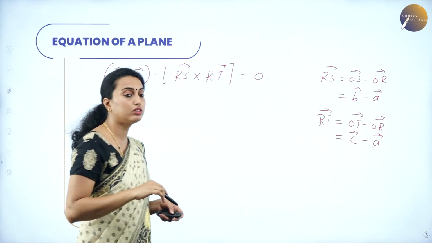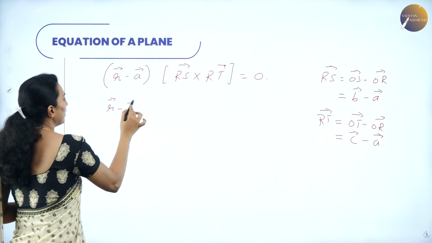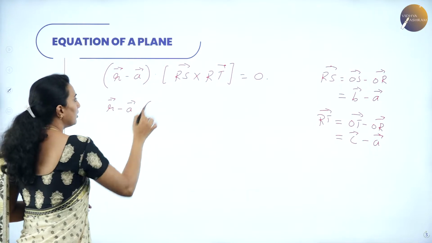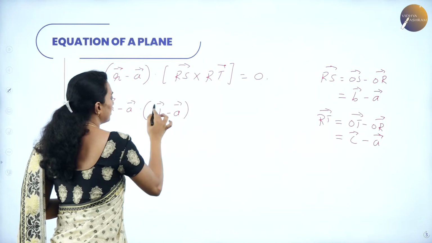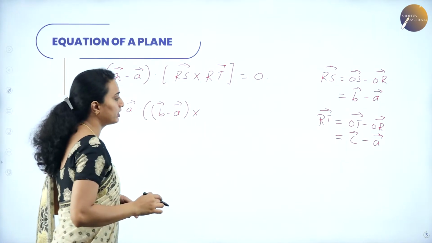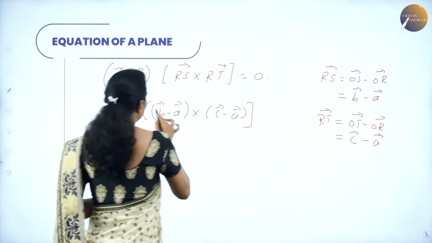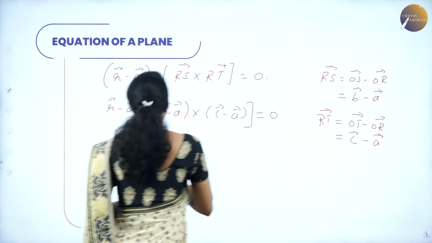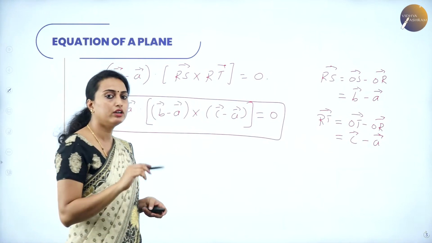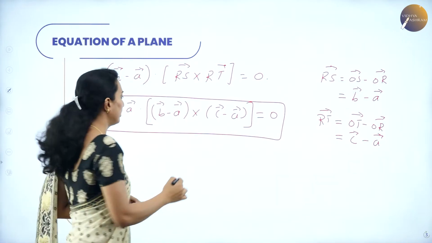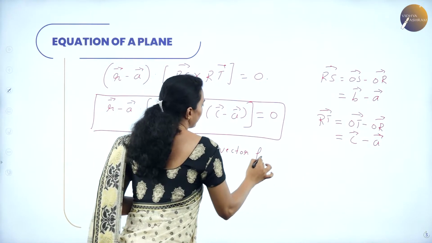Now, substituting this in the equation, you get (r vector minus a vector) dot product of RS vector, which is b vector minus a vector, cross RT vector, which is c vector minus a vector. So, this is going to be known as the vector form of the plane through 3 non-collinear points.